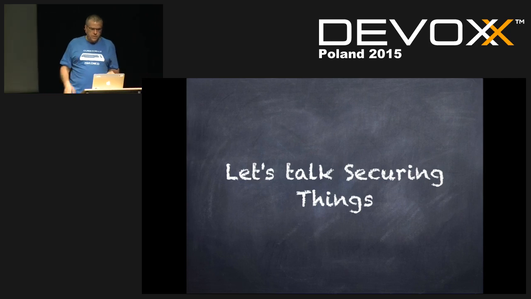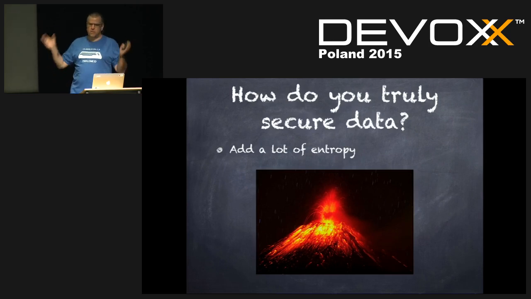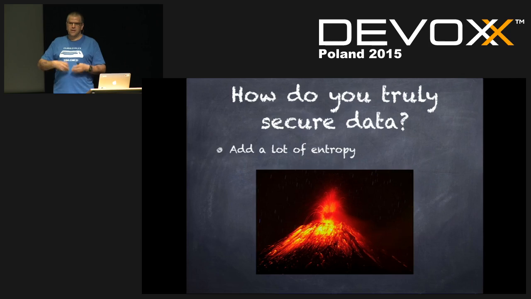So let's talk about securing things. People come to me and say, Dave, you do security. How can I make sure that my data is perfectly secure? And the answer is add a lot of entropy. If you've got some important data on a hard drive and you never want it to be read by anybody ever, you throw it into a volcano. It's enough entropy to make the thermodynamic definition of your data disappear into a much larger thermodynamic system. But short of that, it's really hard to actually secure the data.